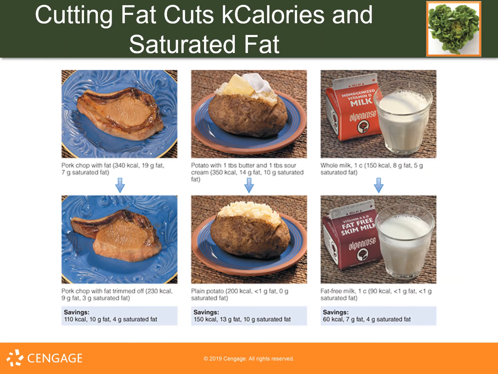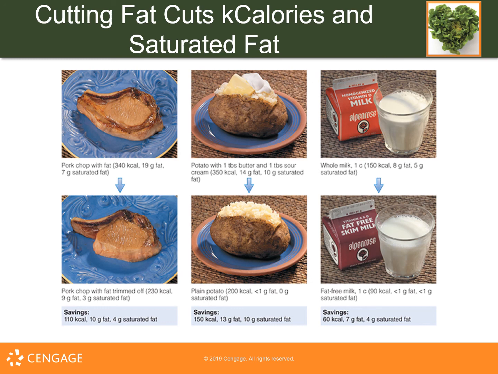Cutting fat cuts calories and saturated fat. This image is also available in your text, and it shows that you can have similar products but also eliminate calories and saturated fat by making some small swaps. The first picture at the top left is a pork chop with the fat still on it versus the picture below it, which has the fat trimmed off, which is going to save you 110 calories, 10 grams of fat, 4 grams of saturated fat.